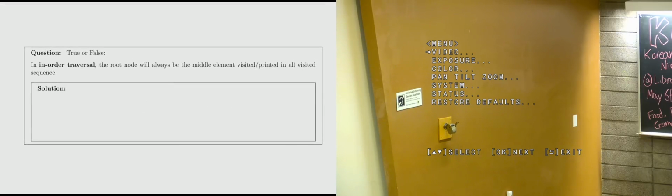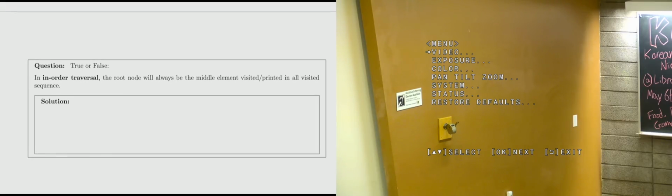Third one is a little bit tricky. So in in-order traversal, the root node will always be the middle element visited in the whole visit sequence. Is that true or false? Raise your hand if you think it's true. False? Okay, 50-50. This is a trick question, and this is a question that's good for the final exam, right? So in in-order traversal, we are traversing between the calls, right? The reason why we call it in-order traversal is we are traversing through each individual node by their value.